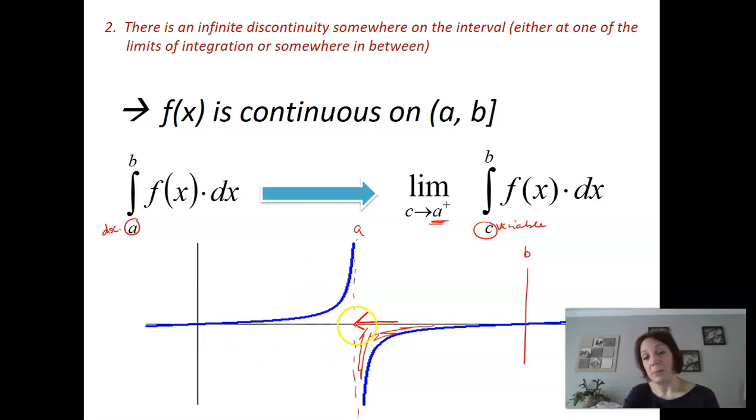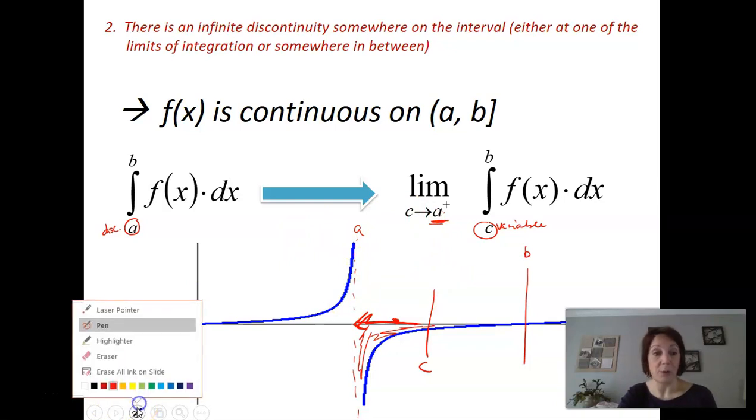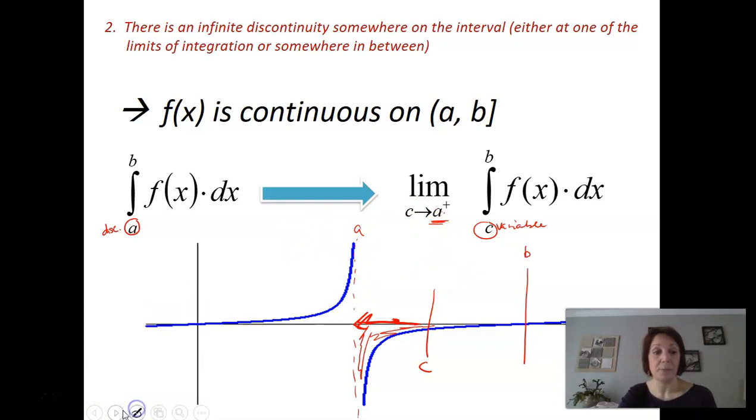Because I want the area between a and b, and a is my lower limit, I'm going to come from some c value in here, whatever I choose it to be, or it's not a choice, it's a variable, and I'm going to approach a, but I'm doing so from the positive side. Right? It's a right-hand limit, and that is important. So that's if I have my infinite discontinuity at the lower limit of integration.